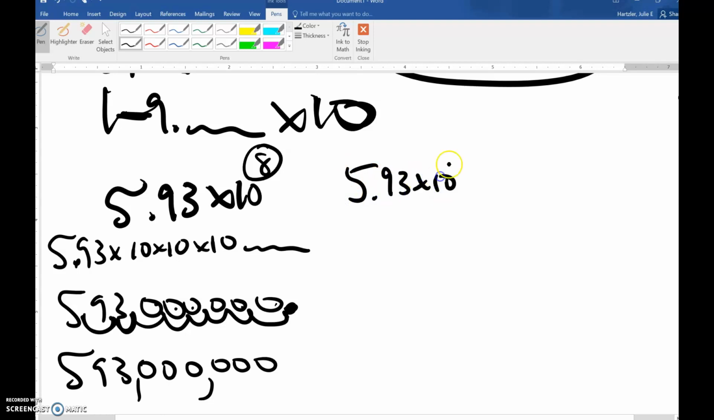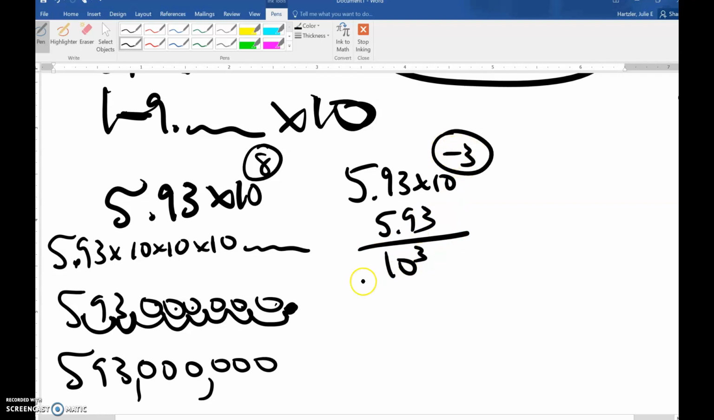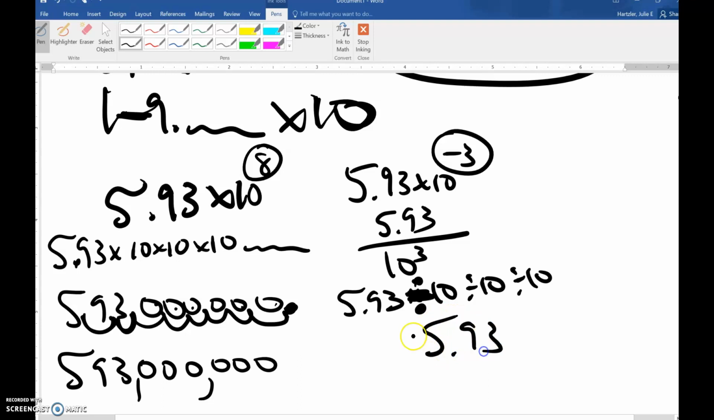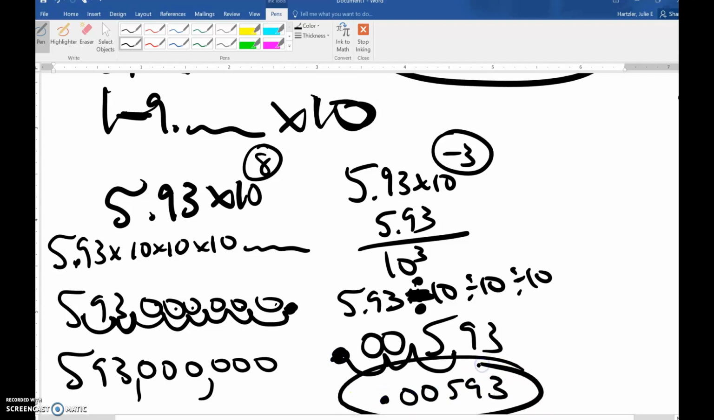All right, the next one is 5.93 times 10 to the negative third. Okay, negatives mean reciprocal. These are tiny numbers. Technically, what this really means is you have 10 to the third in the denominator. Negative exponents mean to reciprocate. So you're really taking 5.93, divided by 10, divided by 10, divided by 10, 3 times. That's why negative exponents give you tiny things. So if I have 5.93 and I move the decimal 1 jump, 2 jumps, 3 jumps, because when you divide by 10, you can just move the decimal, my final answer is that guy right there.